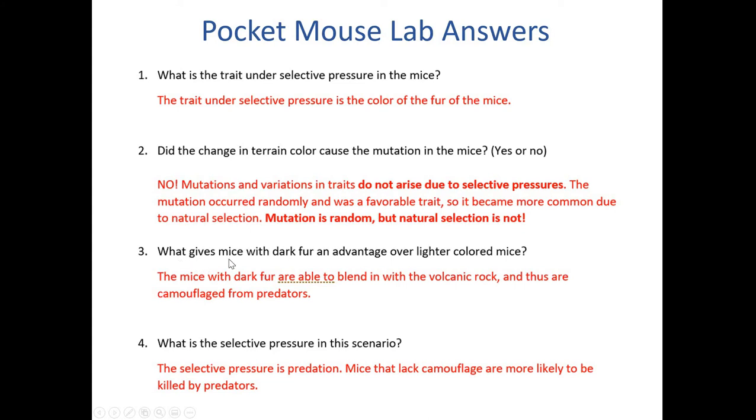Okay, question 3, what gives the mice with dark fur an advantage over lighter colored mice? This was because the mice with dark fur were able to blend in with the volcanic rock, and thus had camouflage from predators. And then what is the selective pressure in this scenario? That's, of course, predation, right? The mice that lack camouflage are more likely to be killed by predators.